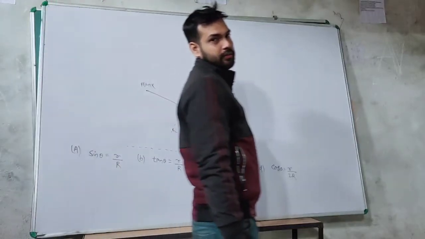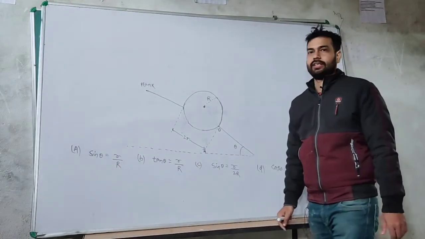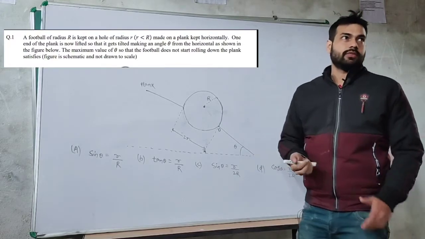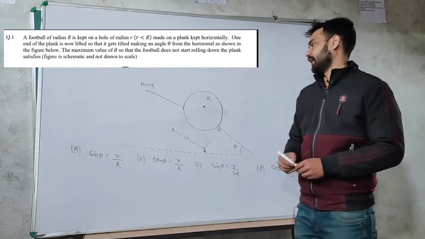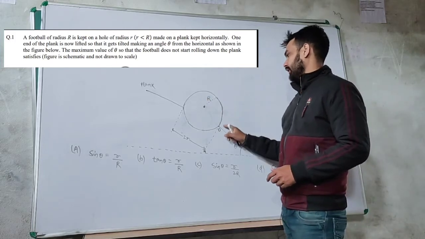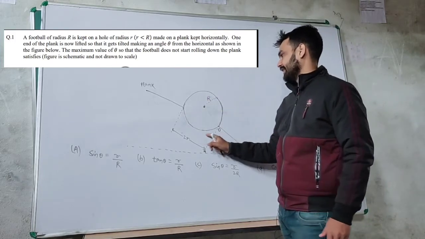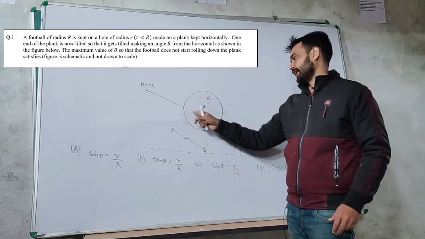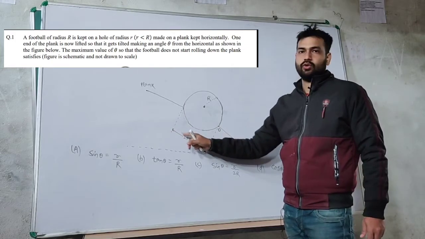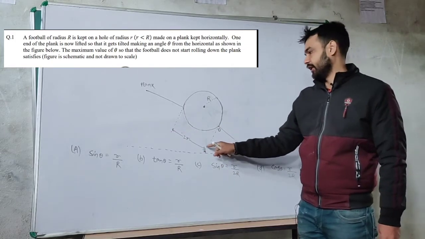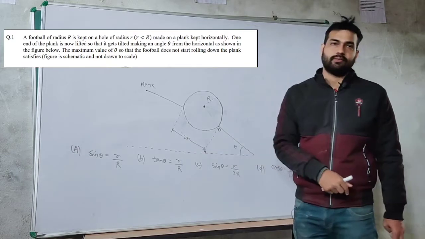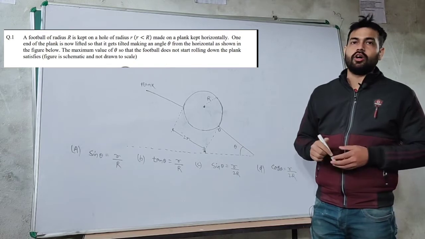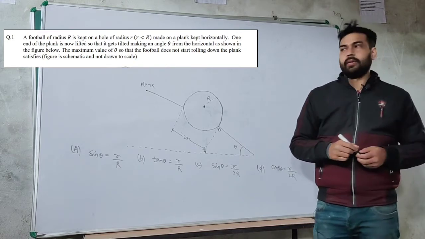Good morning, students. Our first question for today's session is the question we can observe here. A football of radius capital R is kept on a hole. We can observe there is a hole of diameter 2r, so the radius is small r. A football of radius capital R is kept on a hole of radius small r made on a plank.